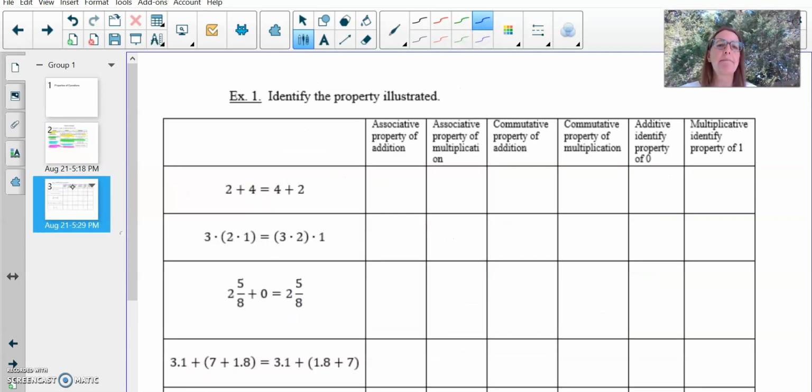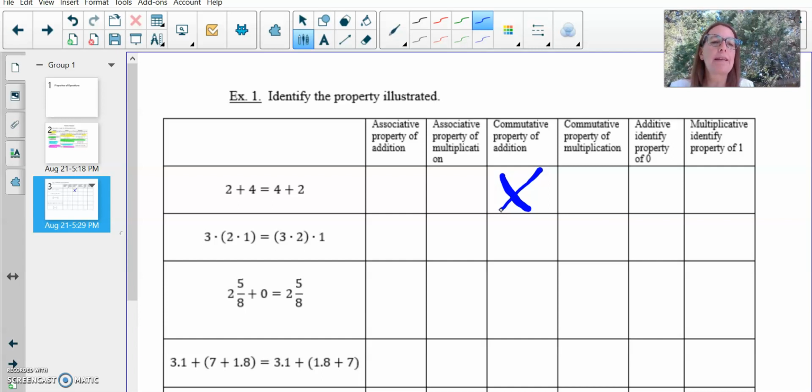So looking at some examples. Identify the property illustrated. 2 plus 4 equals 4 plus 2. So you have to look at the left side of the equation and compare it to the right side of the equation and think about what stays the same and what changes. The 2 and the 4 changed positions. 2 plus 4 became 4 plus 2. So when they change positions, that's the commutative property, and the operation was addition. So this would be the commutative property of addition.